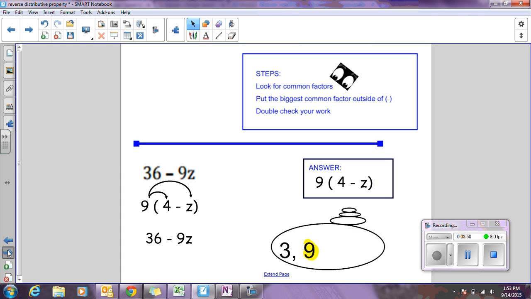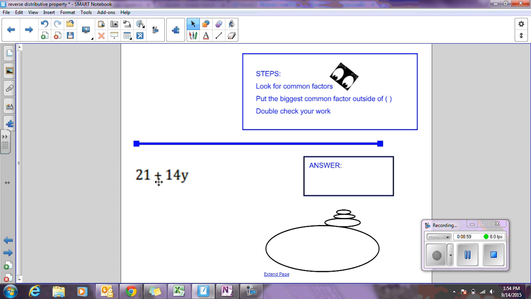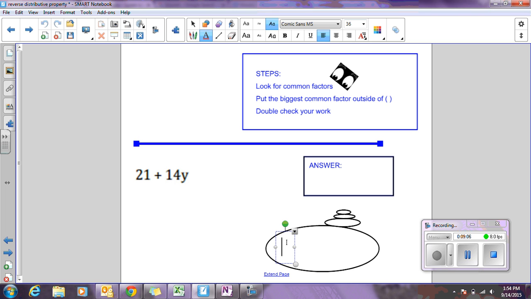I hope you're getting the hang of this. So here's another one we have. 21 and 14y. Okay? So I don't see y's in common, so I'll start thinking about numbers. 21 and 14. Okay. Is there a 2 in common? No. Is there a 3? No. 4? No. 5? No. 6? No. 7? Yes. 8? No. 9? No. 10? No. I know they don't really have 14 in common, so this 7 is all I can come up with.